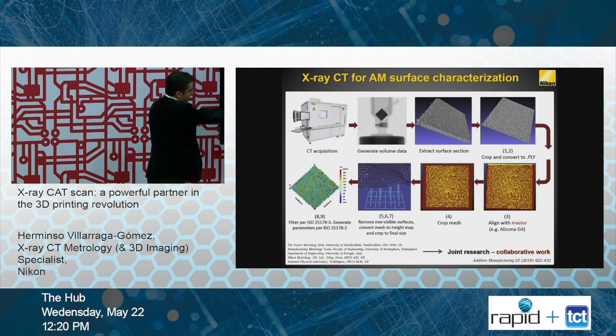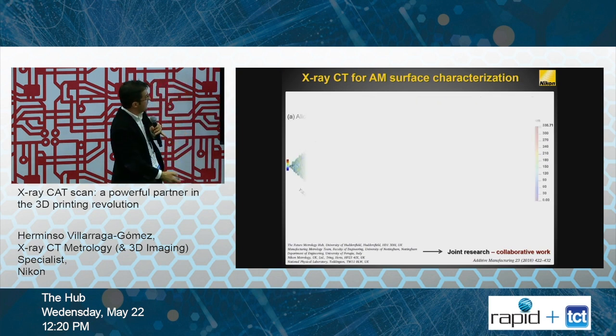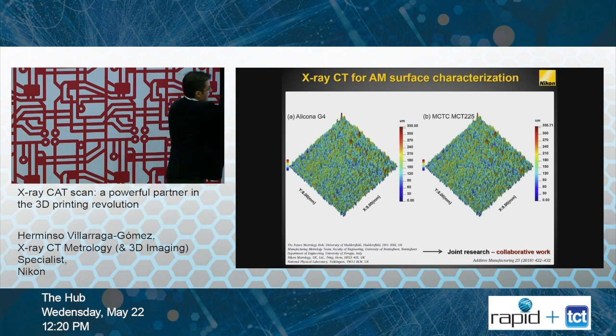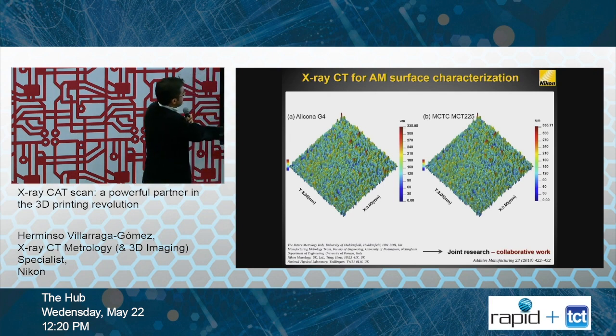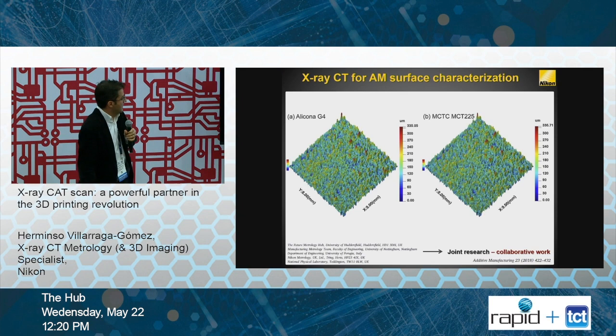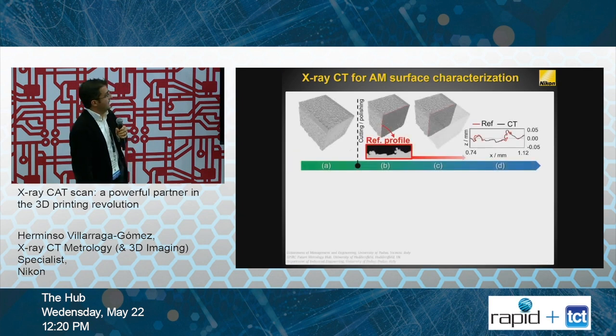And this is the surface that we get. And when you get the comparison between the CT data, which is over there, against the visual system, for example, the Alicona system, you see that is very reliable. They compare well. So that's some of the novelties that we are doing with additive manufacturing characterization.